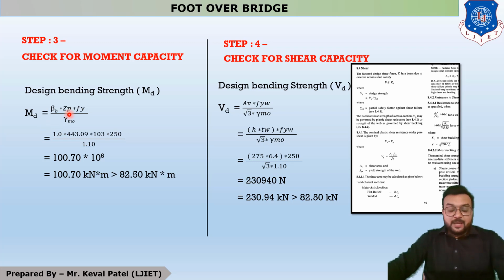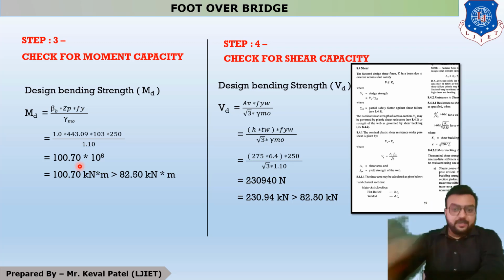Zp. Now this Zp is Zp provided because we have to check whether our provided section passes or not. So this is our Zp and it is 443.09 into 10 raised to 3. This is 10 raised to 3 because we have to convert our cm cube to mm cube. Next is Fy. Fy is always 250 and gamma m0 is 1.1. So students, after putting all this data, our answer is 100.70 into 10 raised to 6.